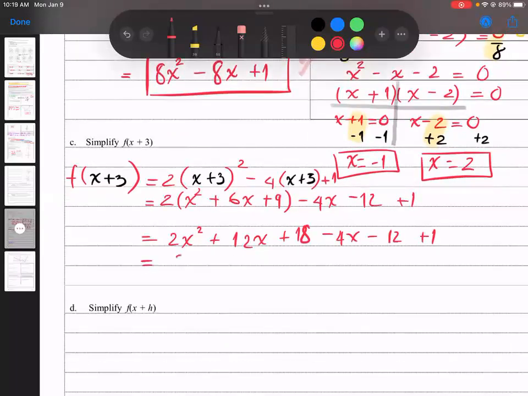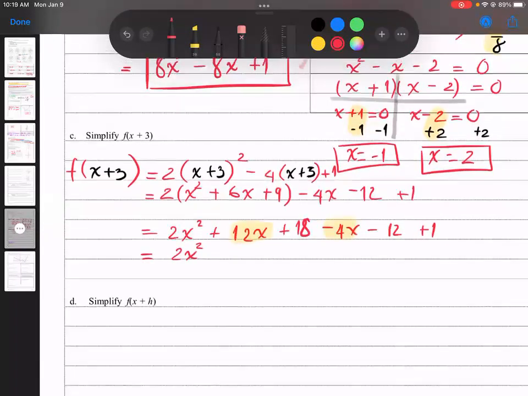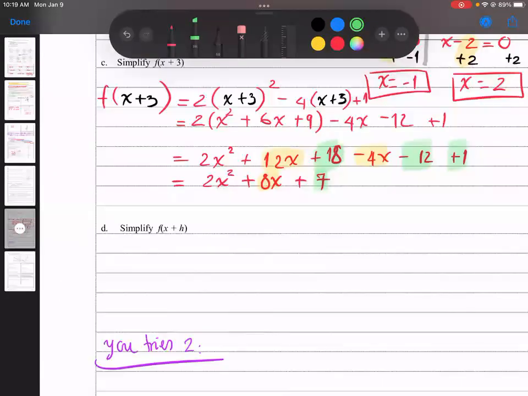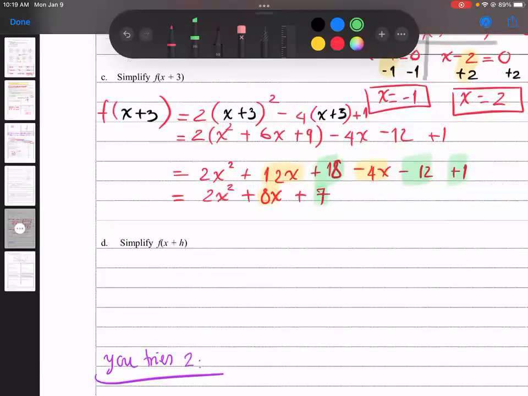Combine like terms. I have the 12x and the negative 4x. That's positive 8x. And then I have the 18, the negative 12 and the 1. That's 7. That's your answer.